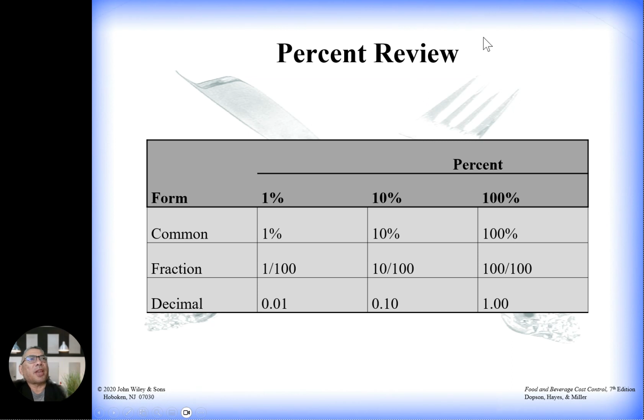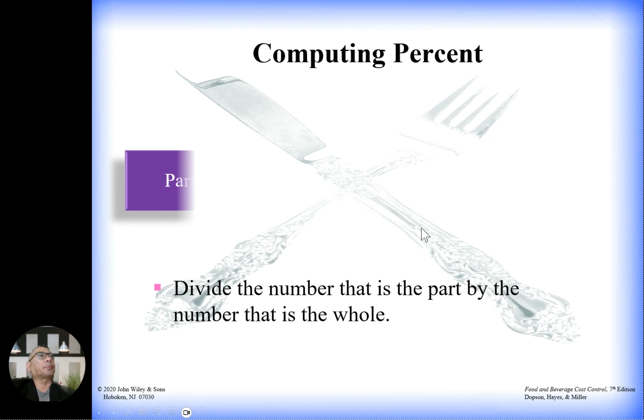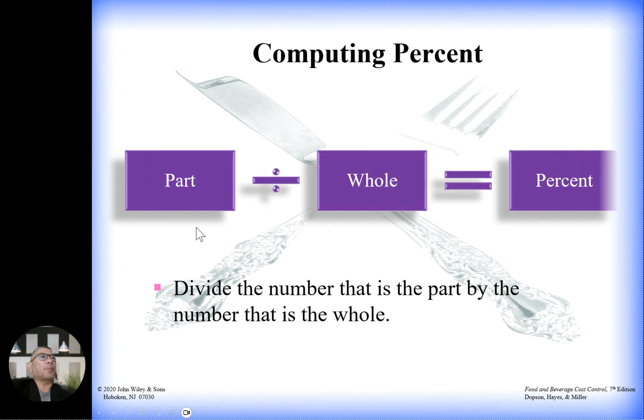In terms of percentage, it can be in the form of a percentage, such as 1%, 10%, 100%, or as a fraction, such as 10 over 100 or 100 over 100, or in decimal form. Whatever form you like, it is the same concept. But most people use percentage because it's easier to understand. Computing percentage means part divided by whole equals percent. You divide the number that is the part by the number that is the whole.